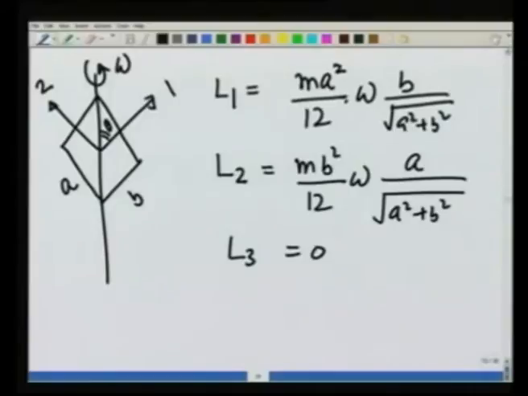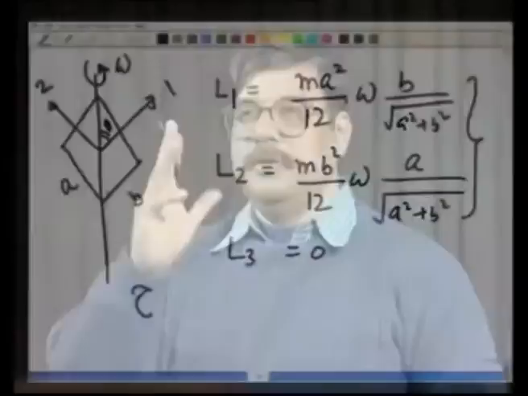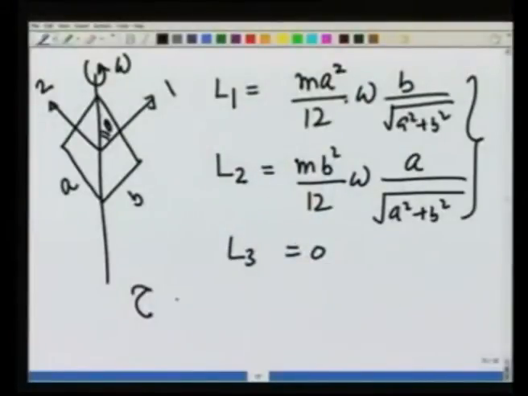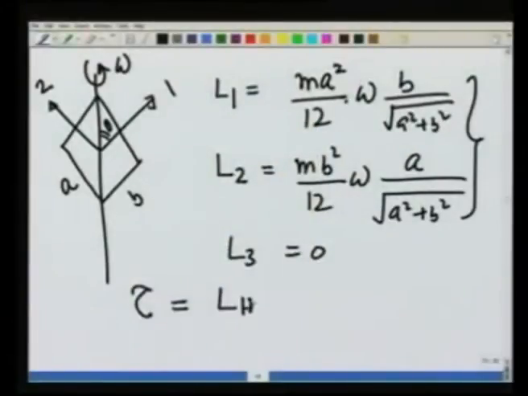So, you have gotten L1, L2 and L3. You can see right away that L is not parallel to omega. How about the torque? To maintain this rotation, the torque would be equal to, we can use different arguments as we used earlier. Right now, let me just use L horizontal times omega.